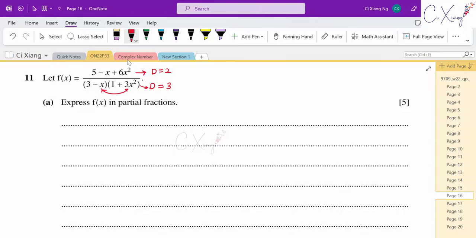Okay, so first let us write out the correct expression if I want to rephrase this into partial fractions.